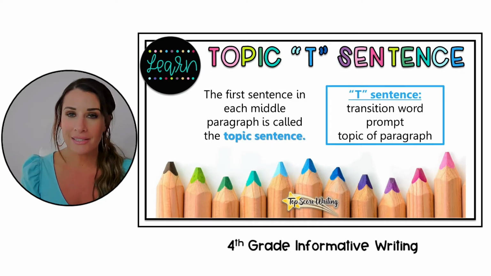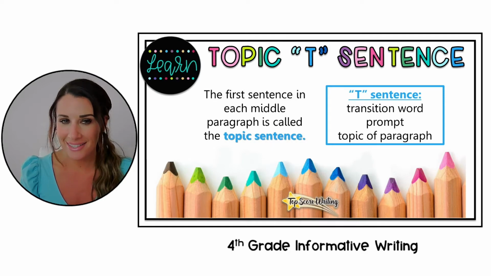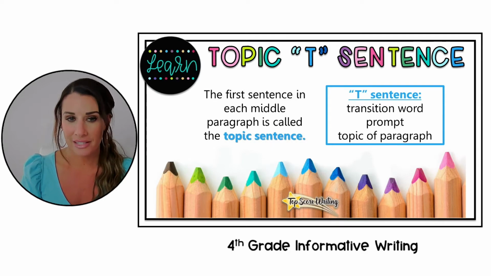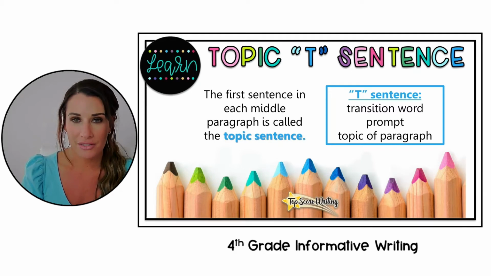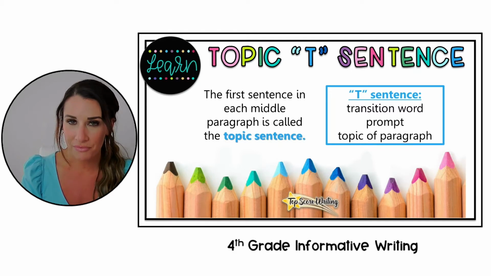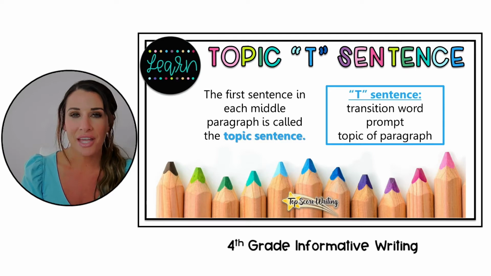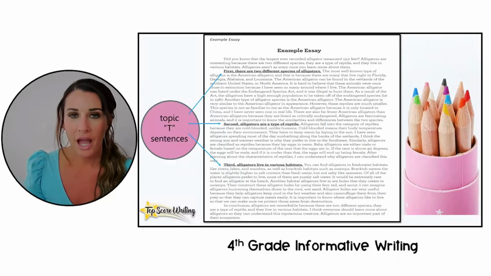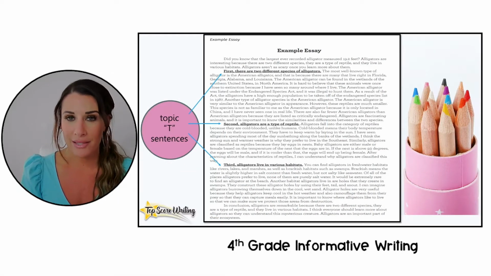The topic sentence is also known as the T sentence. This is the first sentence in each middle paragraph. The T sentence has 3 parts. You always start with a transition word and put a comma. Then you state the prompt, and then you state the topic of that paragraph. It's very simple. I'm going to show you in the next few slides exactly how to set up a topic sentence. I want you to take a look at this example essay.